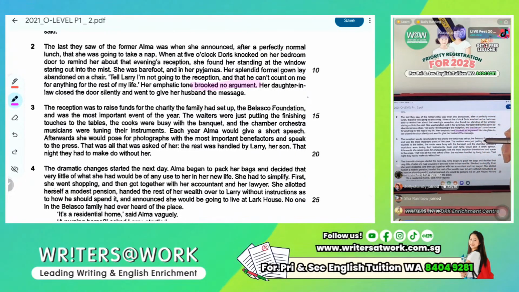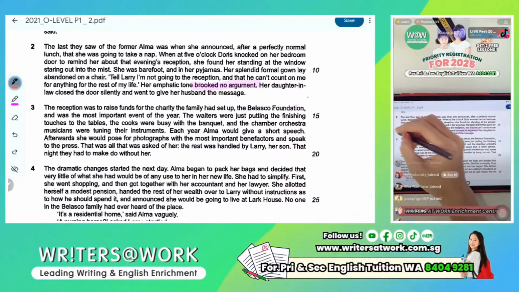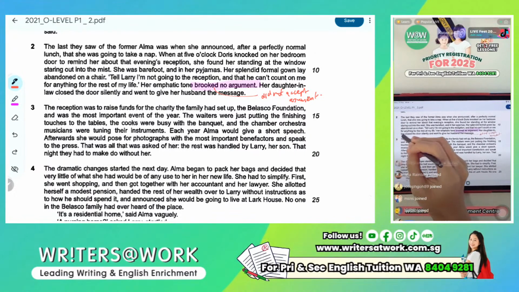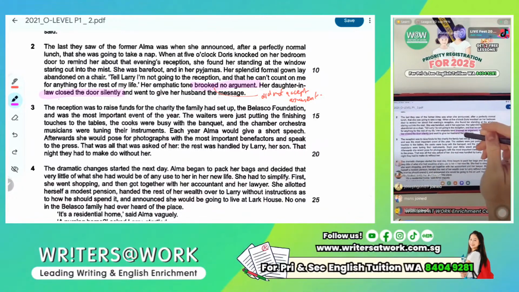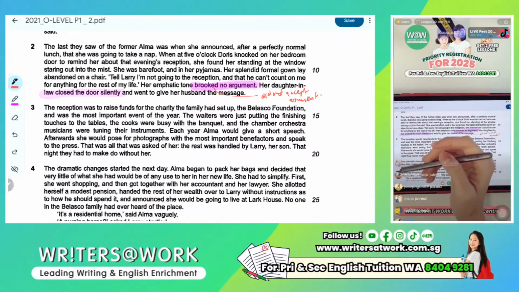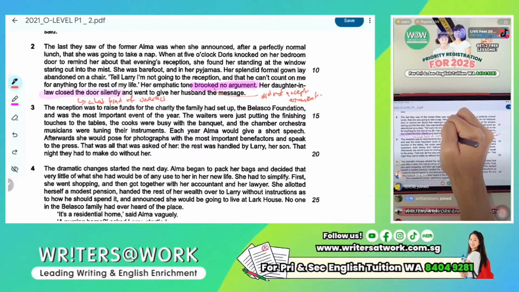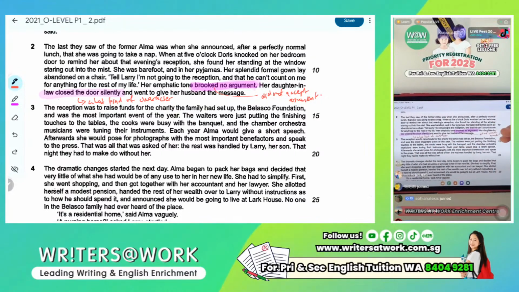It's basically something very simple, which means she did not accept argument. So she was straight to the point and she wants people to obey her instructions. You can see over here that the daughter-in-law also followed her instructions closely. She just closed the door after she said that she doesn't want to argue. So you need to have an idea of what kind of character she is, what kind of qualities she possesses.